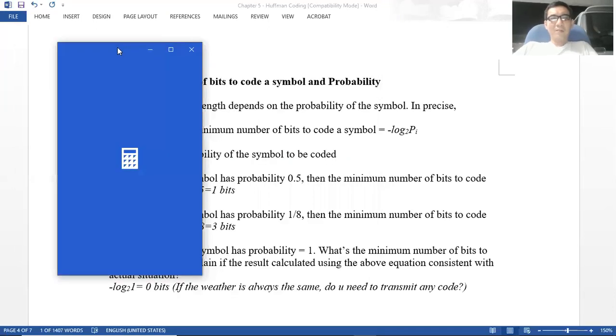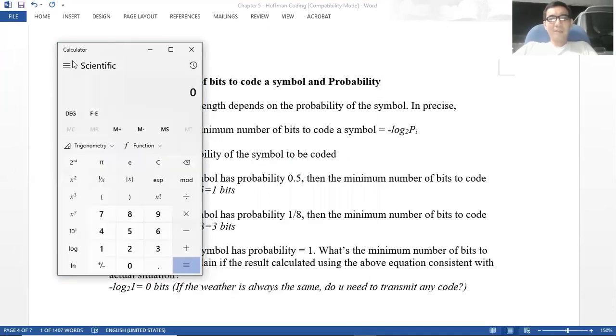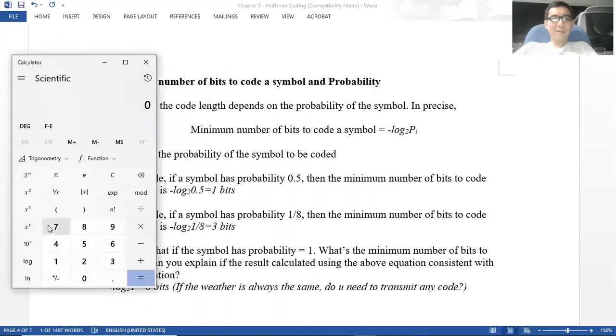All right, so how do you calculate log 2? Because in your calculator, you have only log 10. If you do not believe me, let's say it's negative log 2 of 0.5. So negative in bracket 0.5, log, and then close. So you get negative 0.3, which is not right. By right, negative log 2 of 0.5 should be 1.